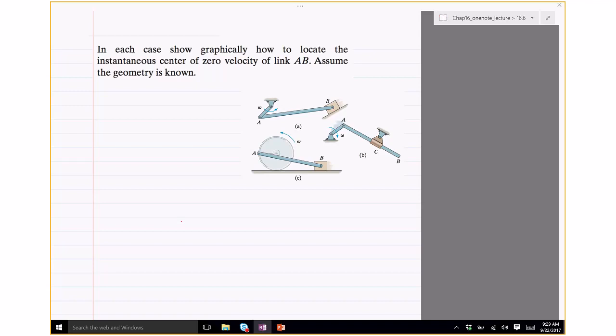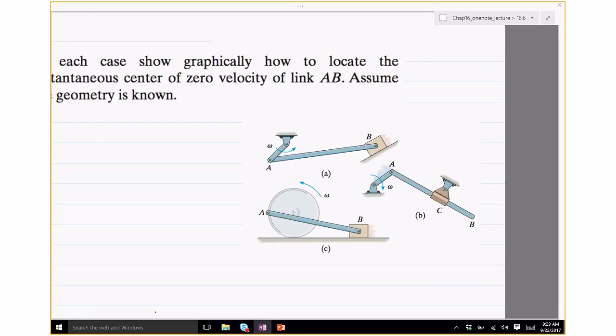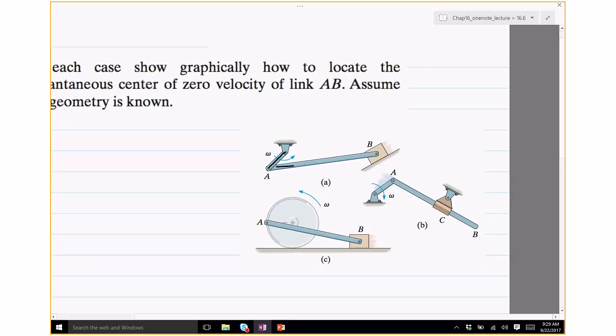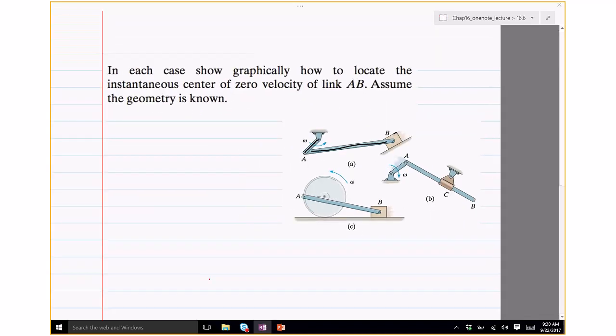Okay, so every rigid body has an IC. In this first example, we have A, B, and there's another crank, which is the one shown with angular speed omega. That has an IC too. That's key. Every rigid body has an IC. So this rigid body has an IC, this rigid body has an IC, and this one will have an IC too. You're asked in this question to find the IC of link AB only.